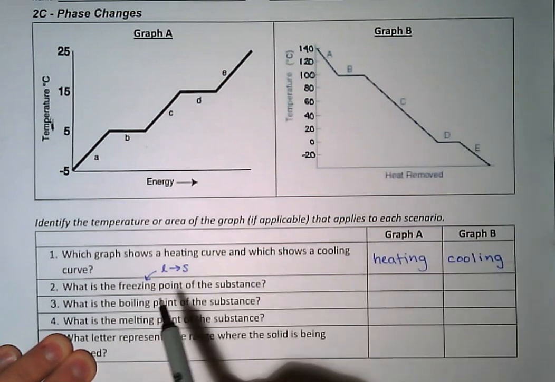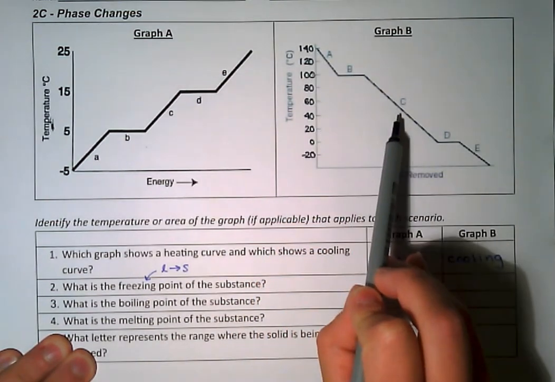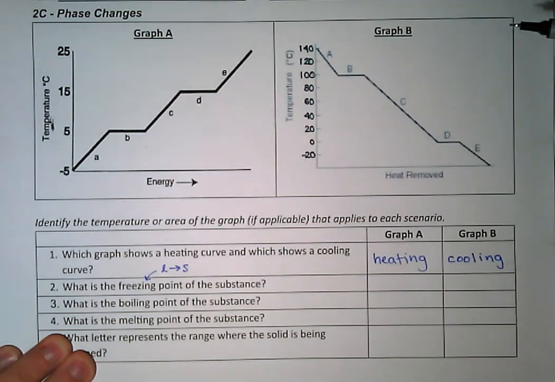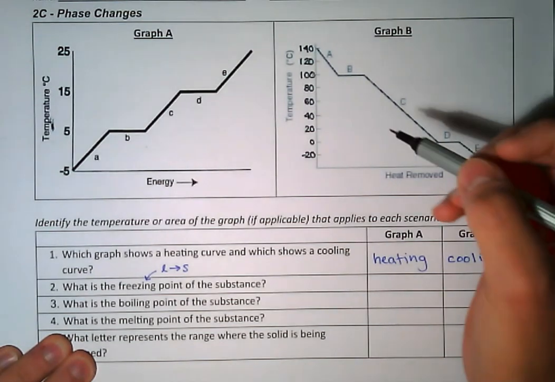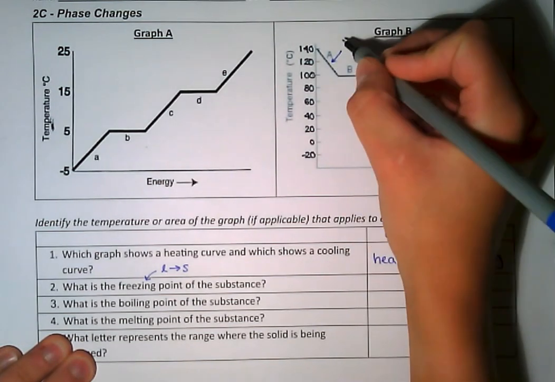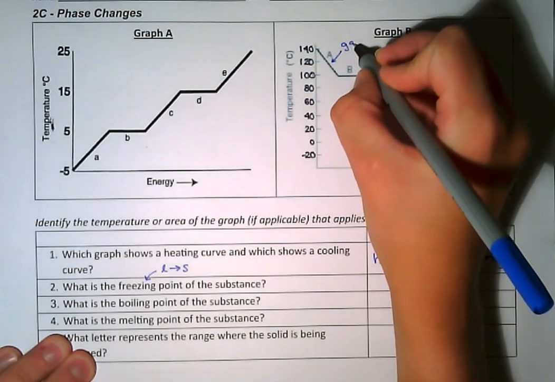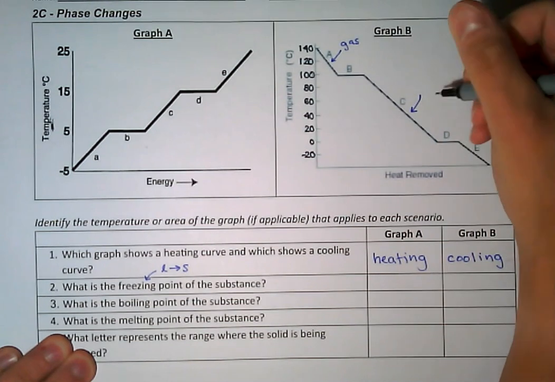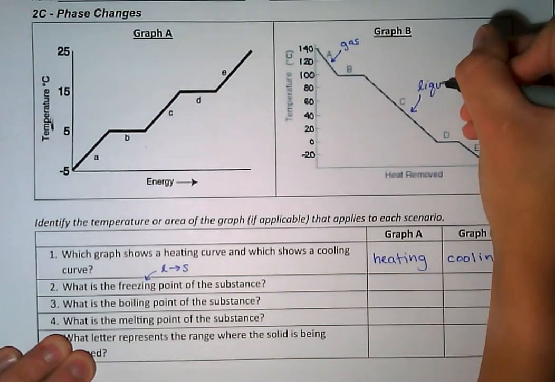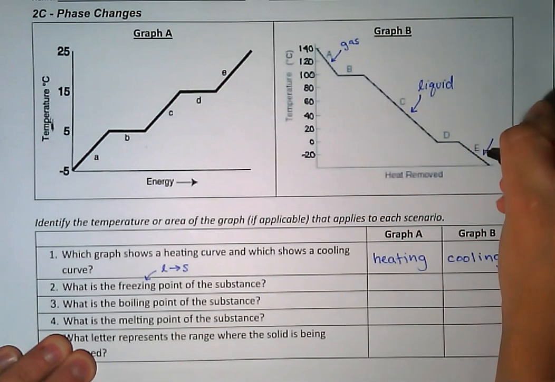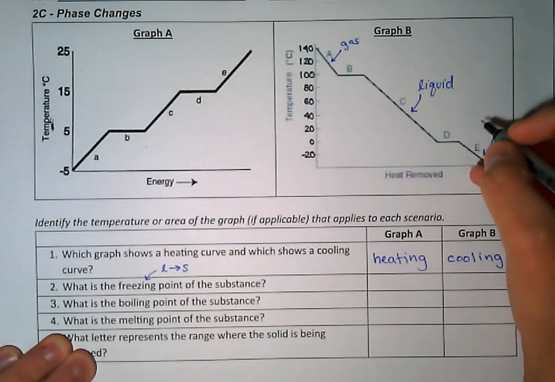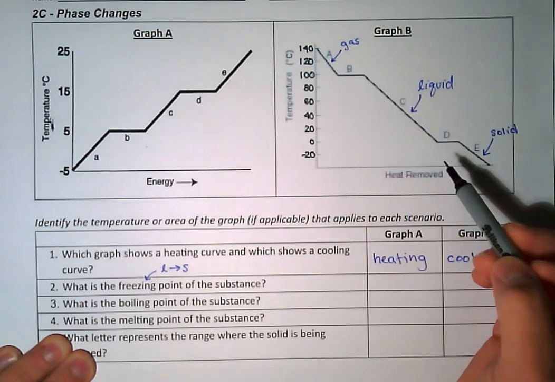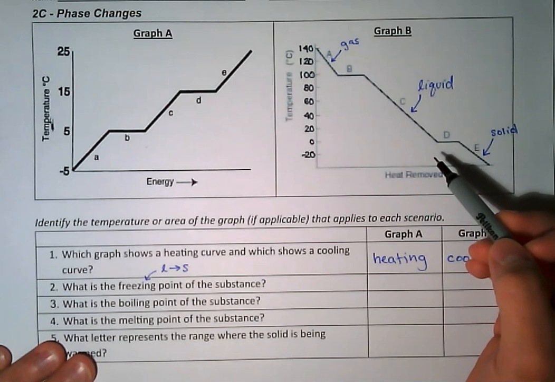Fusion and freezing occur at the same point on the graph. So the graph that shows freezing would be graph B because the temperature is being decreased. You can always identify your states of matter on the graph, and I always like to label my graph. The hottest temperature on the graph is going to be our gaseous phase, so I'm going to put gas up here. The second part of the graph is going to be our liquid. And the coldest part of the graph, with the lowest temperature, is going to be where our solid is. These plateaus on the graph are where our phase changes are happening.